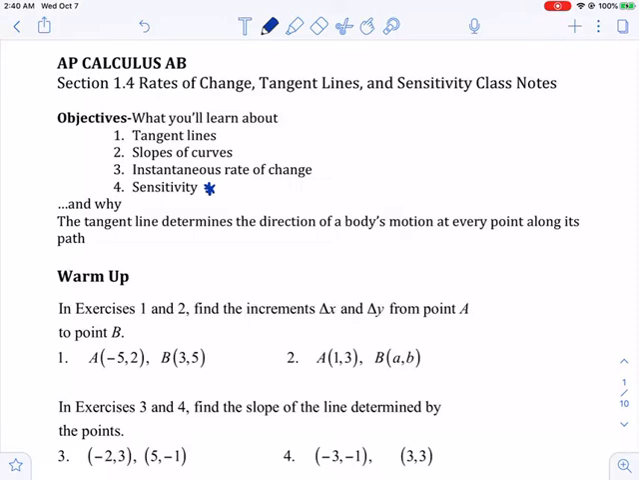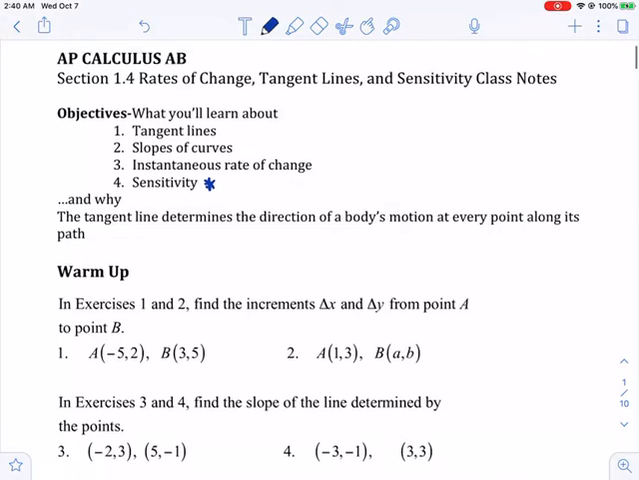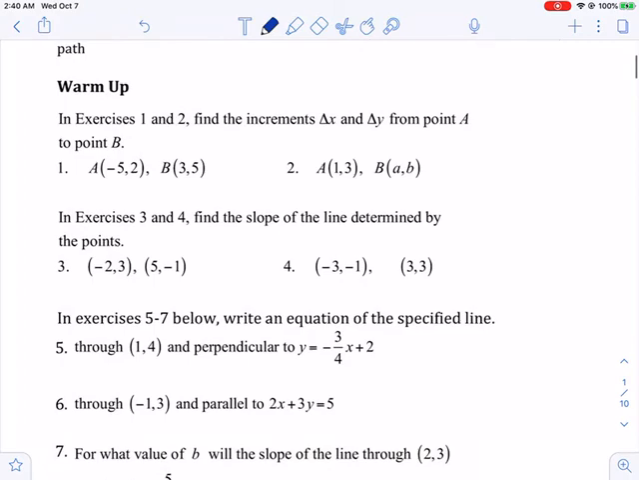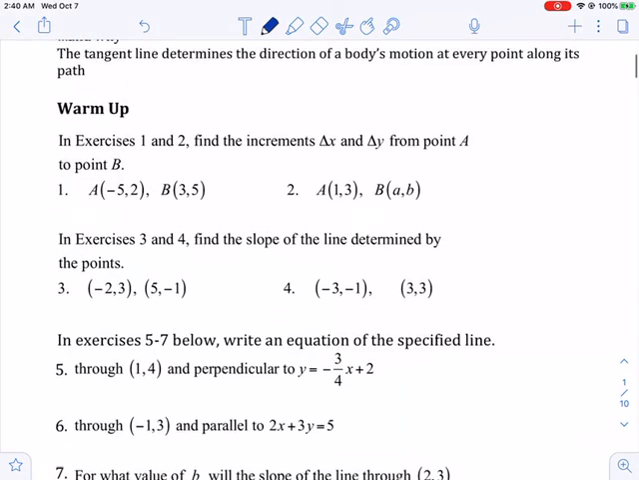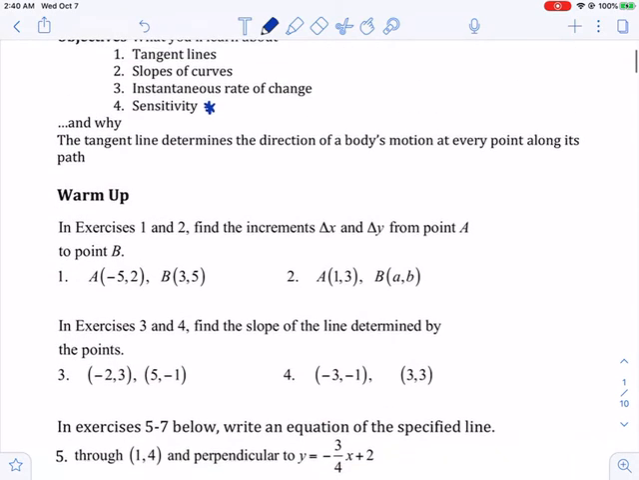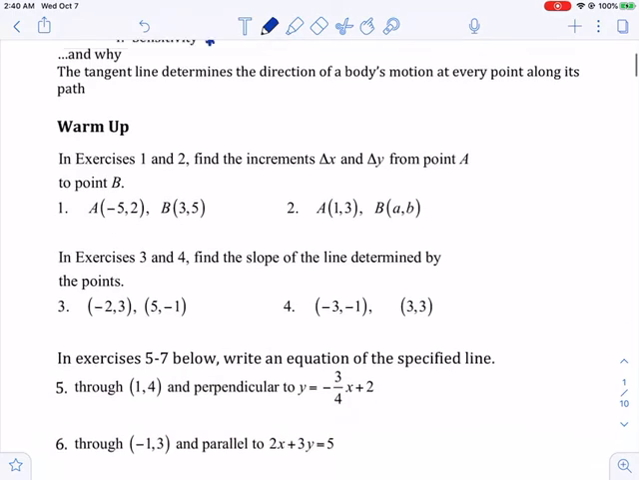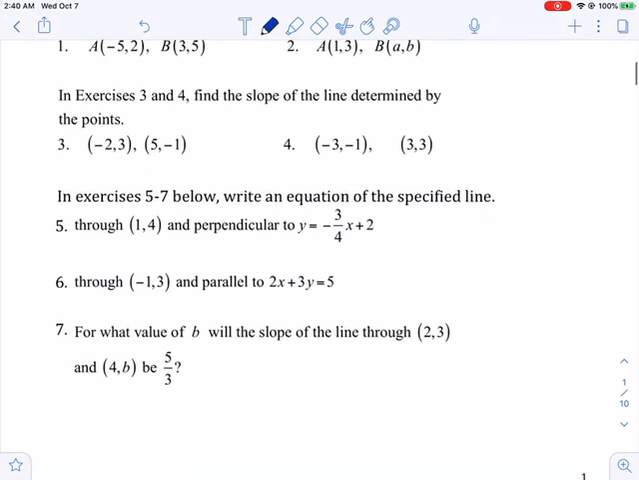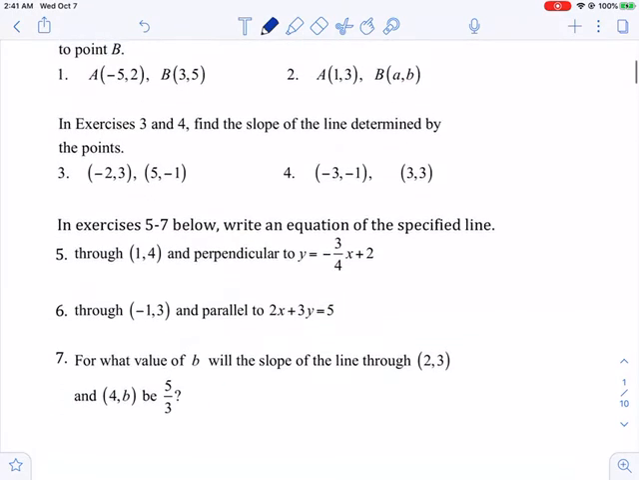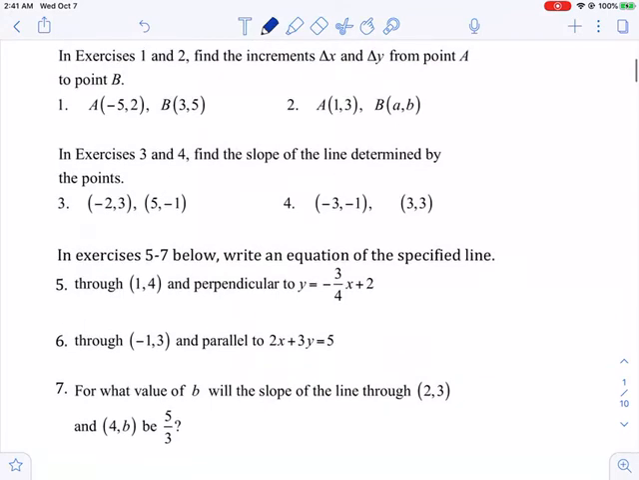But the tangent, and why we learn this, is that the tangent line determines the direction of a body's motion at every point along its path. So let's see, we have a warm-up to do. If you would pause your video and do the warm-up here, you have 1 through 7 to do.